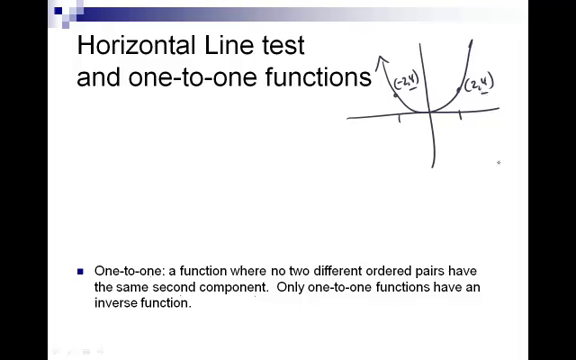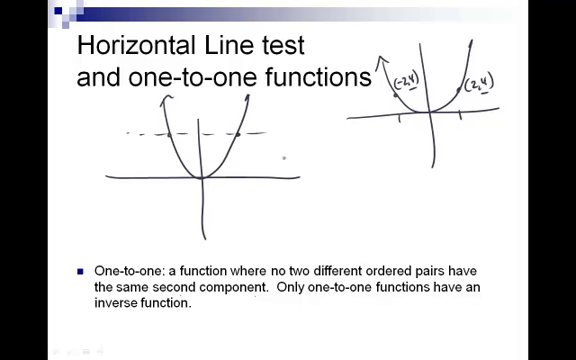This is not a one-to-one function. This would not have an inverse because, let's look at it again. If I do the horizontal line test, it does not pass. Any function that does not pass the horizontal line test does not have an inverse function. Now, let's continue on for a bit here.